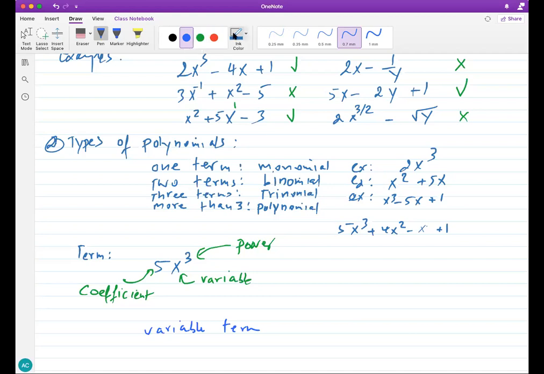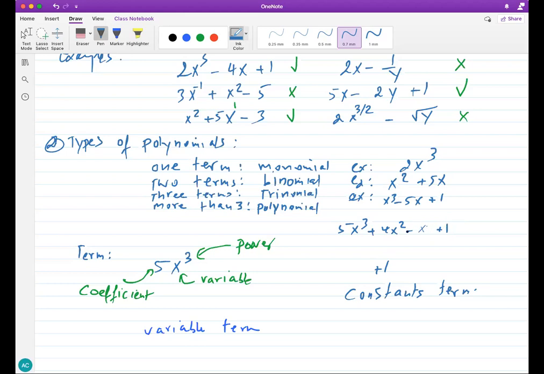A term may not have a letter or a variable. For example, this one here, that's a constant term. For example, positive one, this is a constant term. It's just no variable, just that. Okay, that's also a polynomial with one term. So a polynomial could be just this, for example. One by itself is a polynomial.